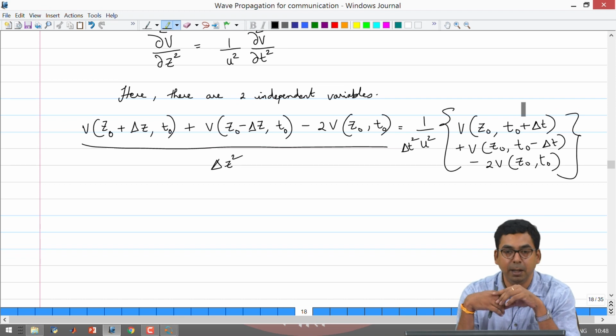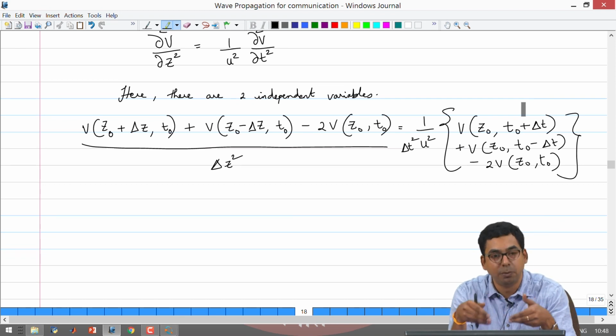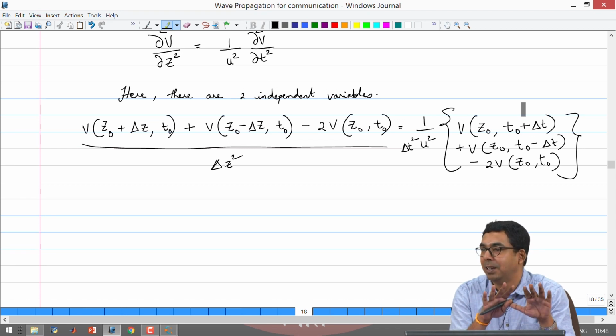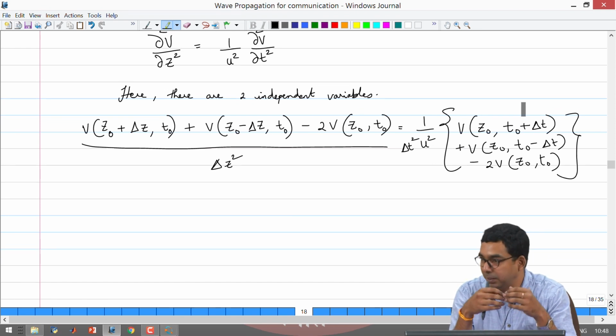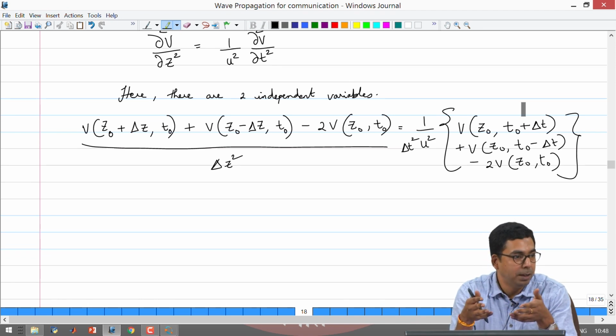Keep your equations ready. In the next class, we will write a code for this and then try to understand what the wave equation that we derived in the first two classes actually meant. What are the boundary conditions for the wave equations in transmission lines, alright, and then we will proceed from there. Okay. So, I will stop here.